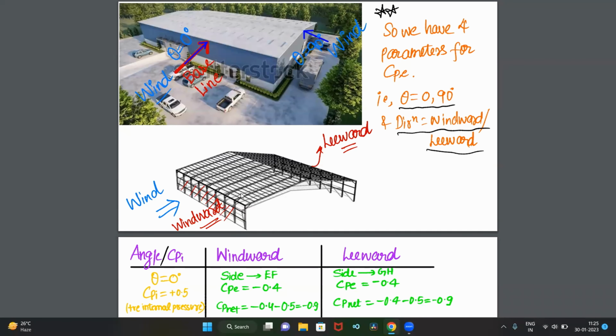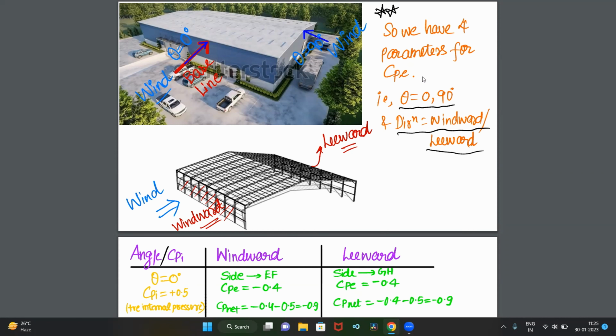So in technical terms, the side which is facing the wind is called the windward direction, and the side which is opposite to the direction of the wind is called the leeward direction. And if wind is flowing in this direction, then this will be the windward direction and this will be the leeward direction. Why am I telling you? Because as per windward or leeward direction, we will be getting different values of CP external from the table.